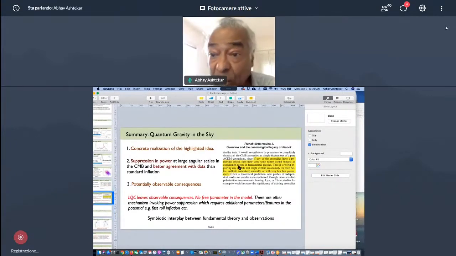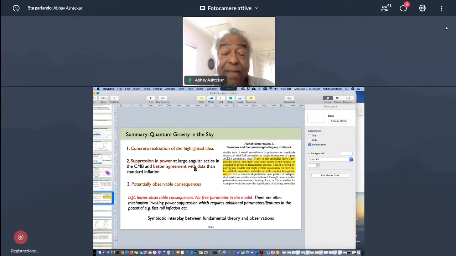So I began with this particular quote from Planck saying that since any of the anomalies have primordial origin, their large-scale nature would suggest an explanation rooted in fundamental physics. Thus, it is worth exploring any model that might explain the anomaly, or even better, multiple anomalies, naturally or with very few parameters. We have a concrete realization of this idea in loop quantum cosmology. There is a suppression of power at large angular scales in the CMB, and therefore better agreement with the data than standard inflation. And the power suppression anomaly is thus alleviated.